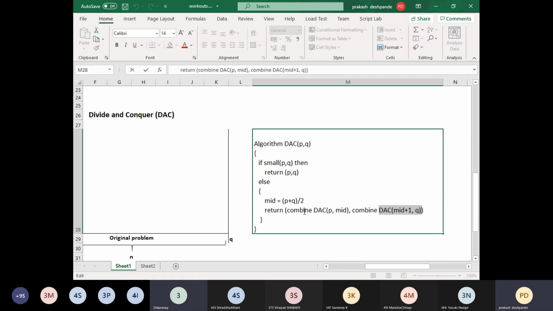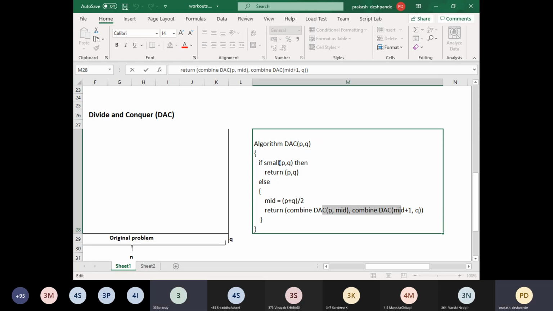Now, sir, this combine, let me complete the explanation. This particular combine is a function. What will it do? It will combine the sub solutions, and that combined solution will be returned back by the main algorithm.